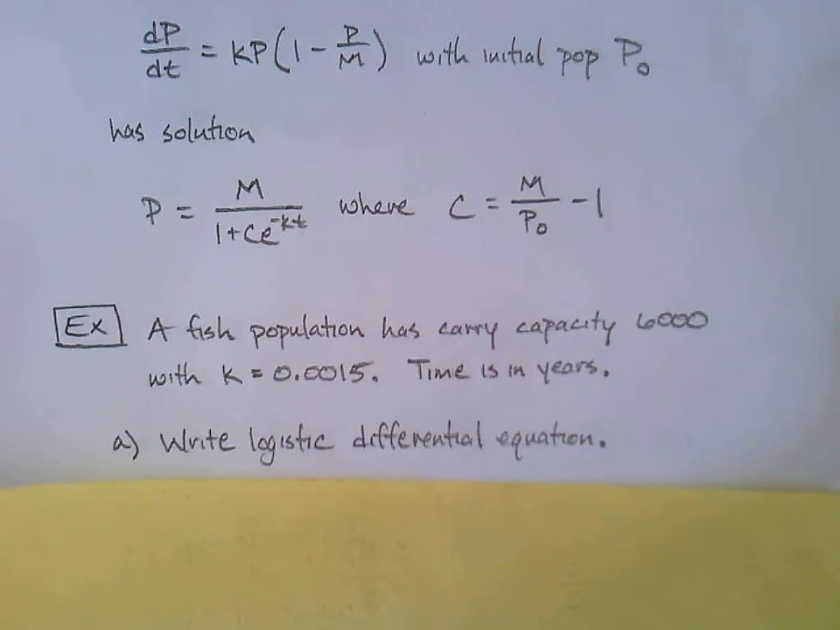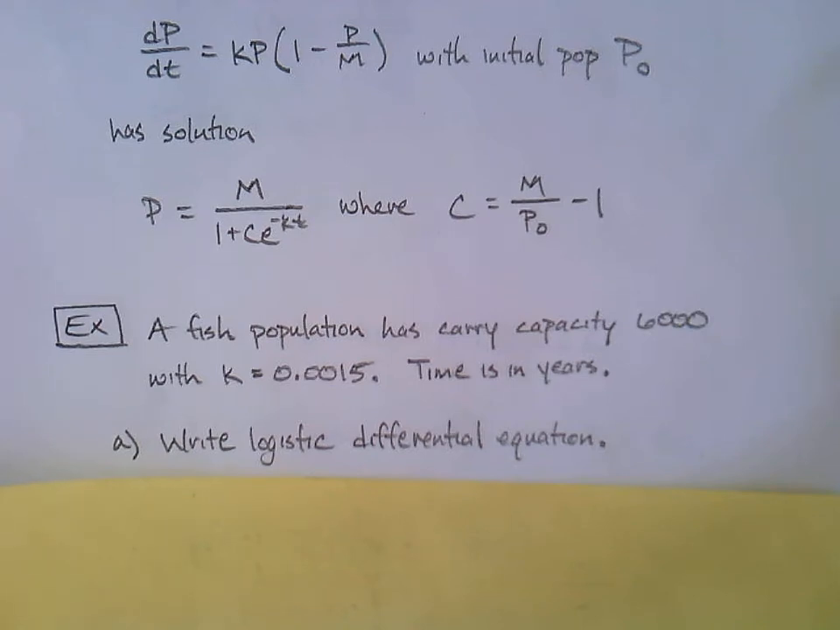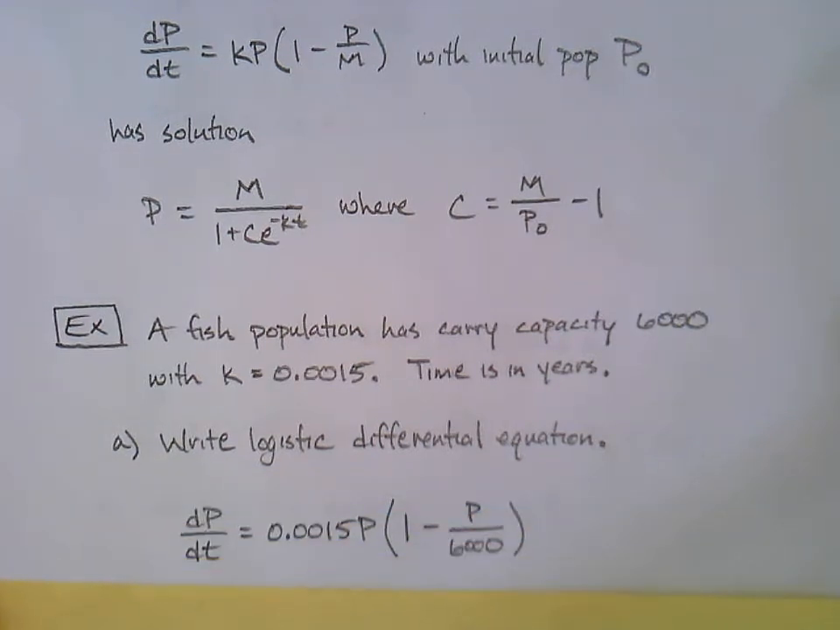And we're just kind of letting this idea gel. How do all these parts here that we just learned, how do they fit together? Well, nothing too crazy here. dP over dt equals our K value times P times the quantity 1 minus P over our carrying capacity, which is 6,000. So there's our differential equation.